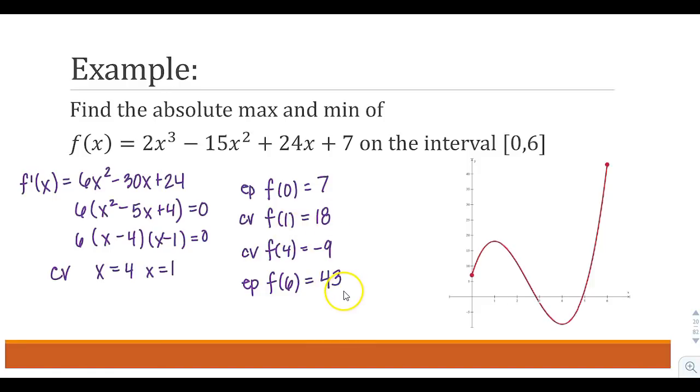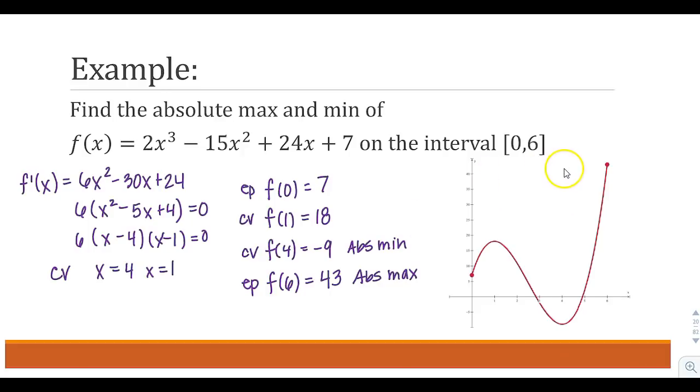So I just made quick work of this here. We are now looking at the outputs, the y values, for the biggest number and the smallest number. So the biggest number here is 43. The smallest number is negative 9. So we'll label the absolute minimum and the absolute maximum.